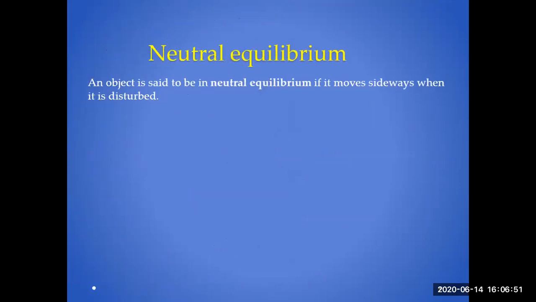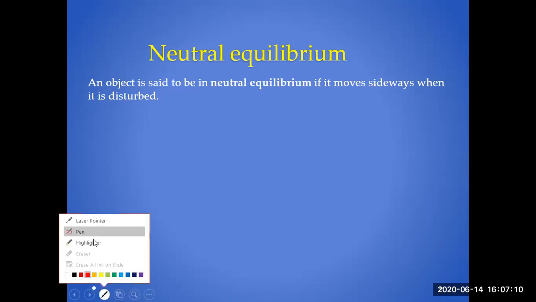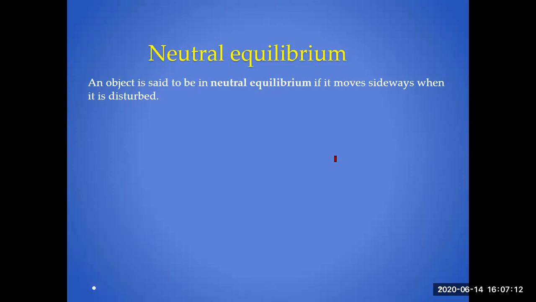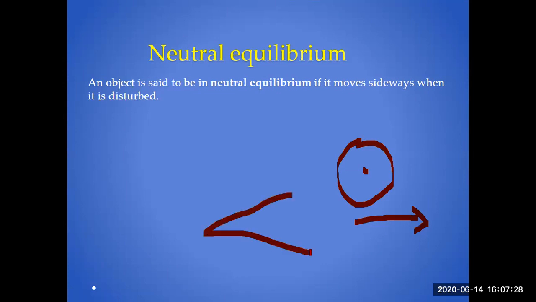So what about neutral equilibrium? An equilibrium is said to be neutral equilibrium if it moves sideways when it is disturbed, like rolling any spherical object. I have already discussed this. When you take any spherical object and roll it down, like this one, this is a spherical object. The center of mass is here. When you try to move it to the other side, you see that the center of mass is neither raised nor lowered.